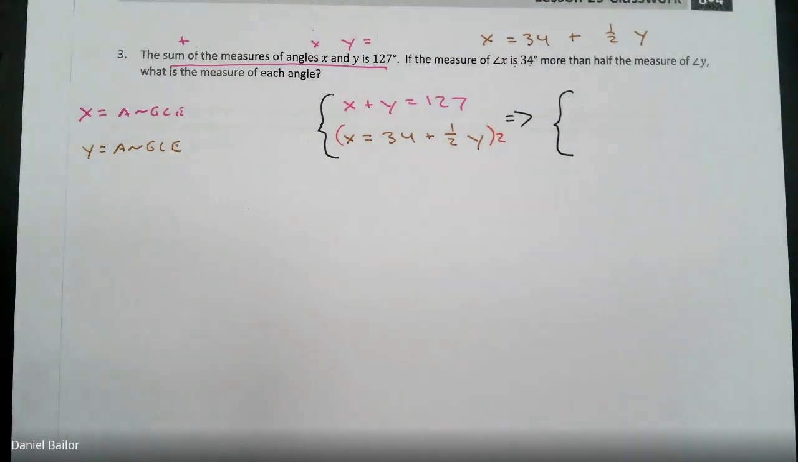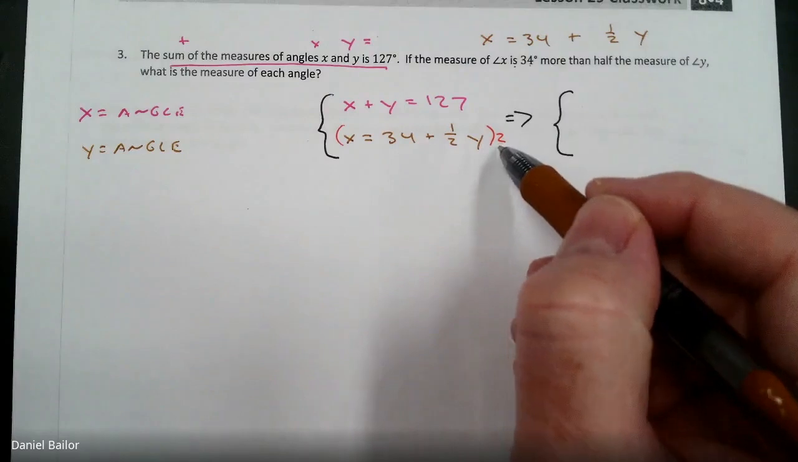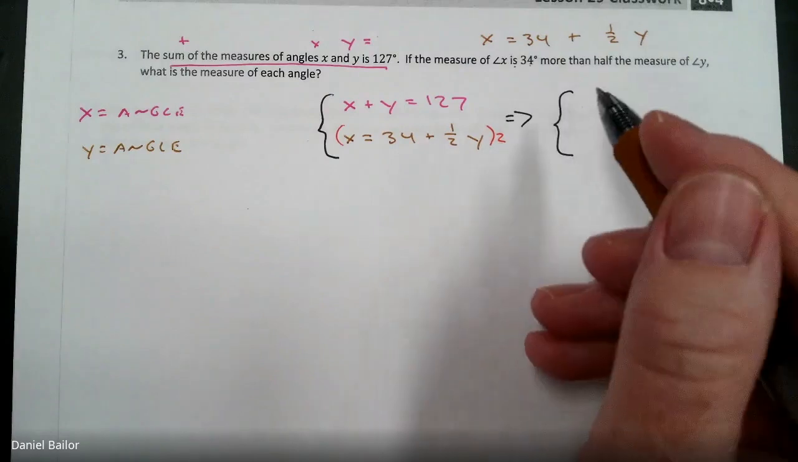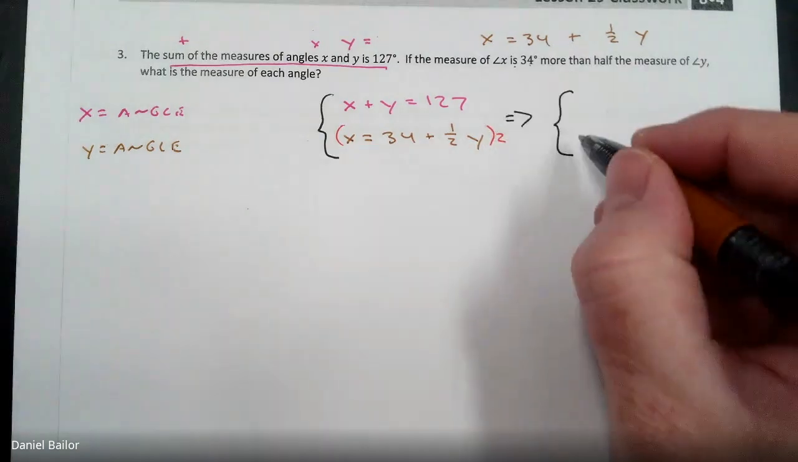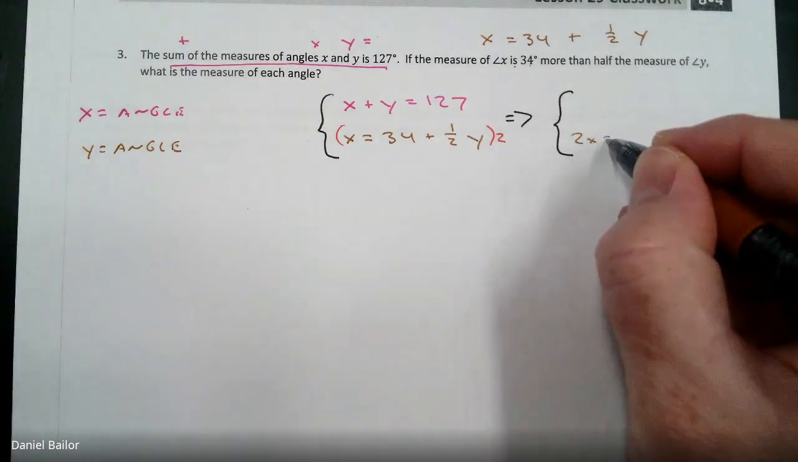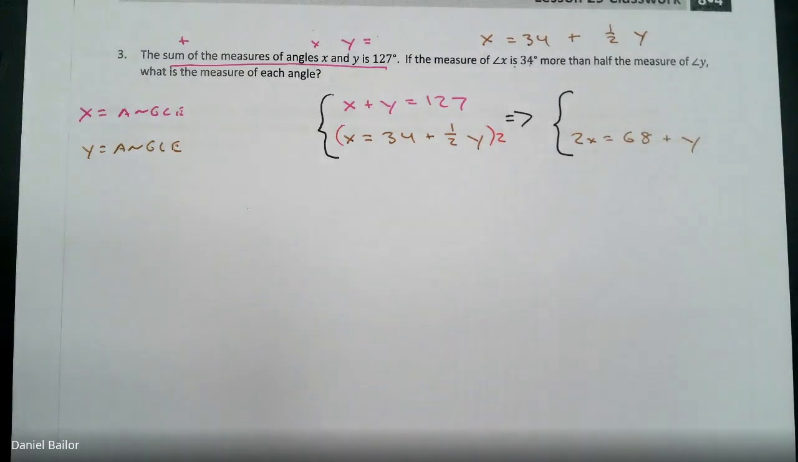So after I do that, remember the multiplication property of equality says multiply everything by 2. I'm sorry, I said that a little bit fast. So I get 2x equals 68 plus y after I multiply by 2. 2x equals 68 plus y.